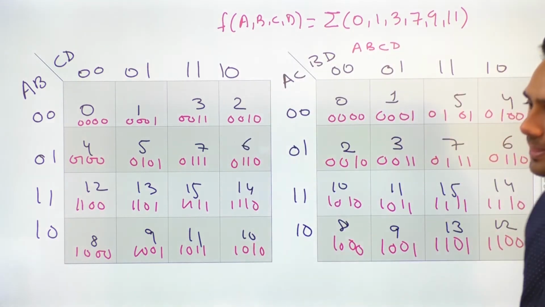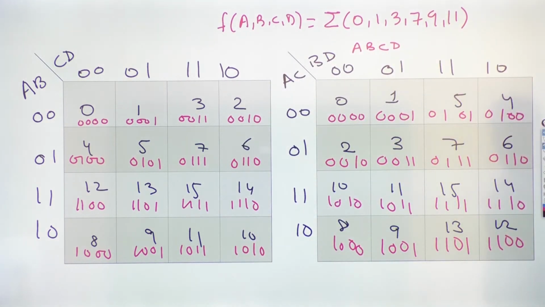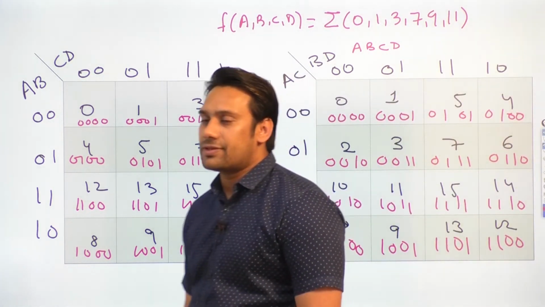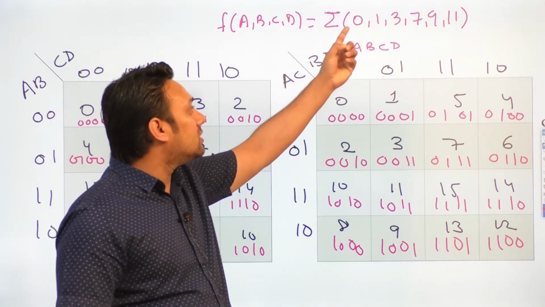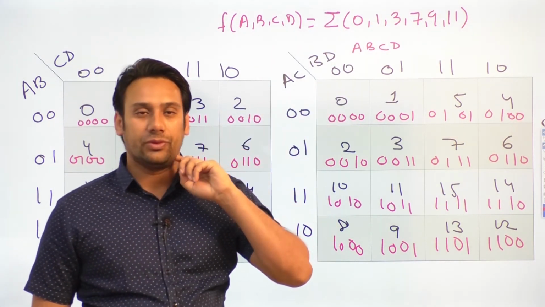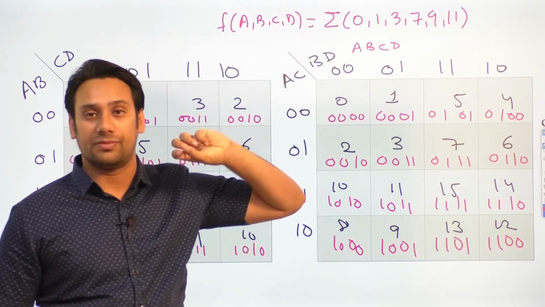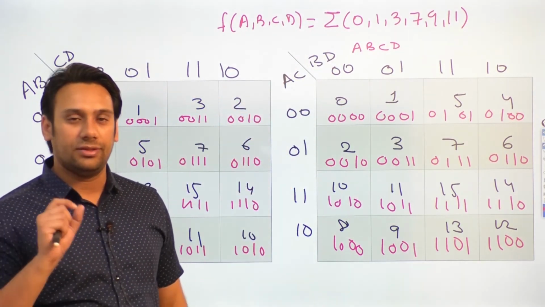Okay, is it clear? I hope it is clear. How I am going to write this should be clear to you. Now after this, I have written that ABCD is equal to summation 0 1 3 7 9 11. So this summation is representing the min terms, right? Min terms. Or you can say the product terms.